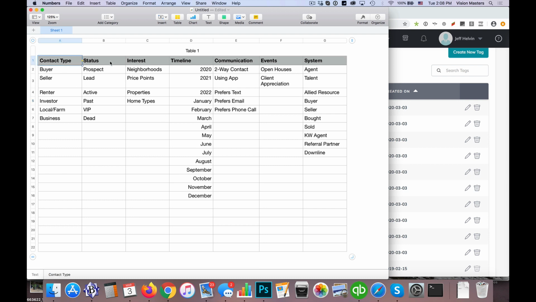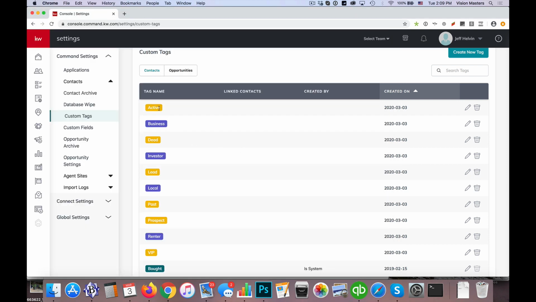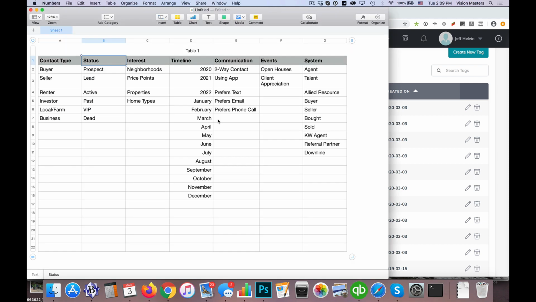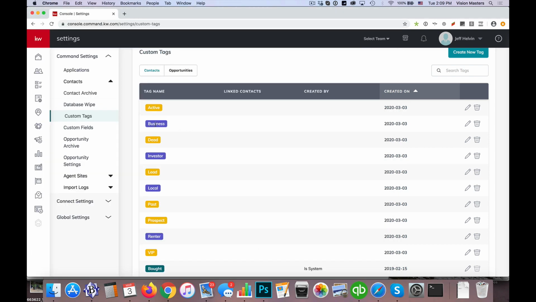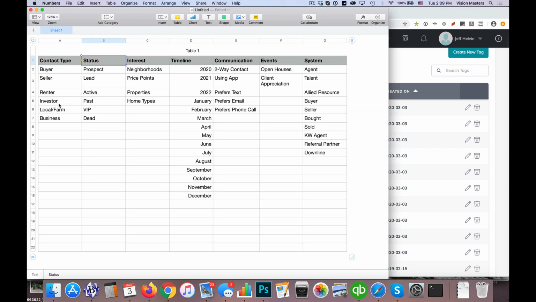These up here, contact type, status, interest, timeline, this is just a way for us to categorize those tags, but there isn't tag categories in the system itself. So what I've done in my system, for example, is contact type. I have these tags are a certain color code, and then the status is a certain color code. So if I pop over here into mine, you'll actually see that active, dead, lead, past, prospect, those ones that are in gold in my system are the status. The ones that are in purple in my system are the contact type.